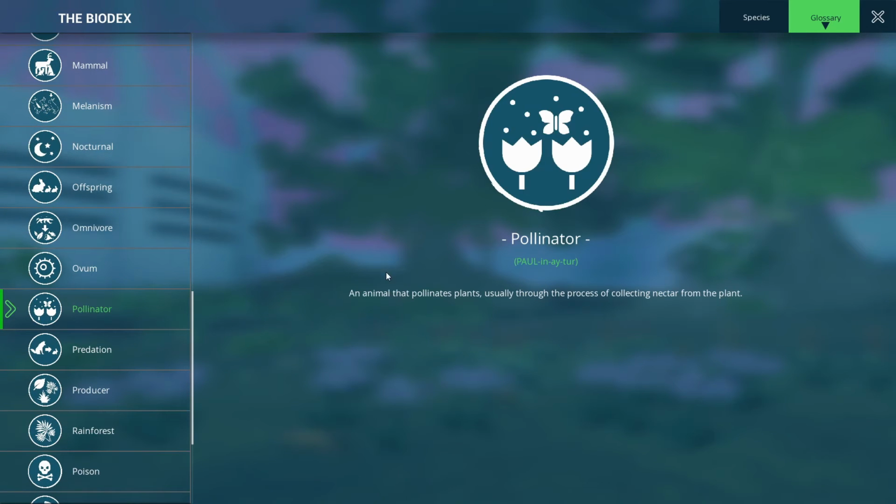I want to go over pollinator. What is a pollinator? A pollinator is an animal that pollinates plants, usually through the process of collecting nectar from the plant. You guys can talk about what pollinators mean, or if you don't know, that's okay. We're going to learn all about them as we go.